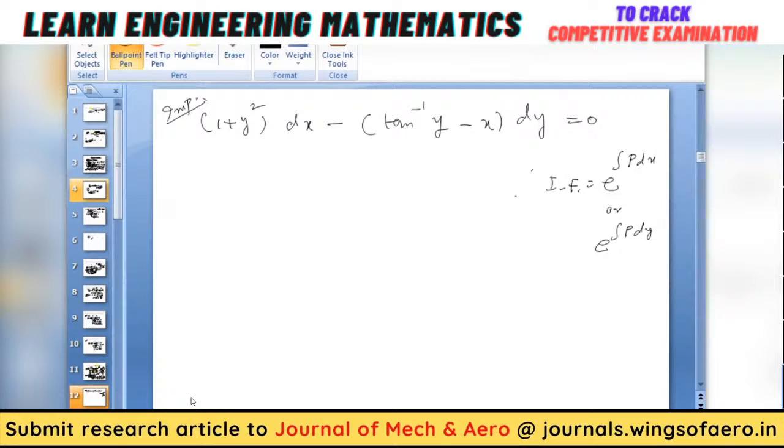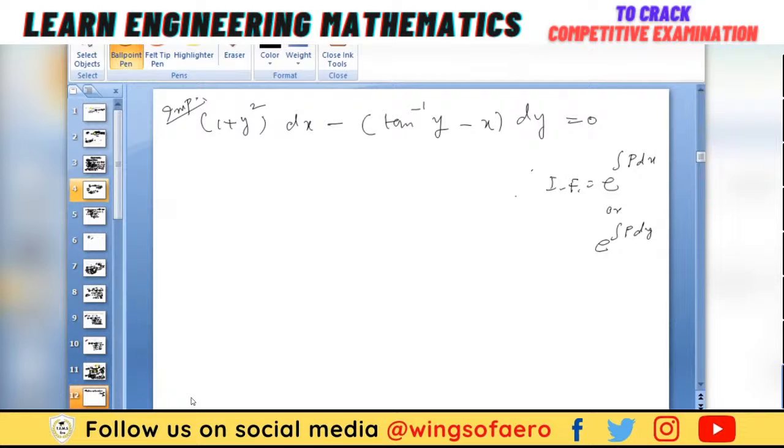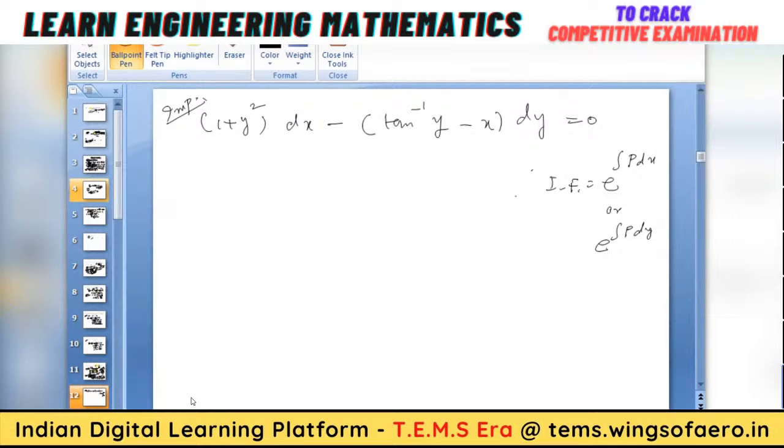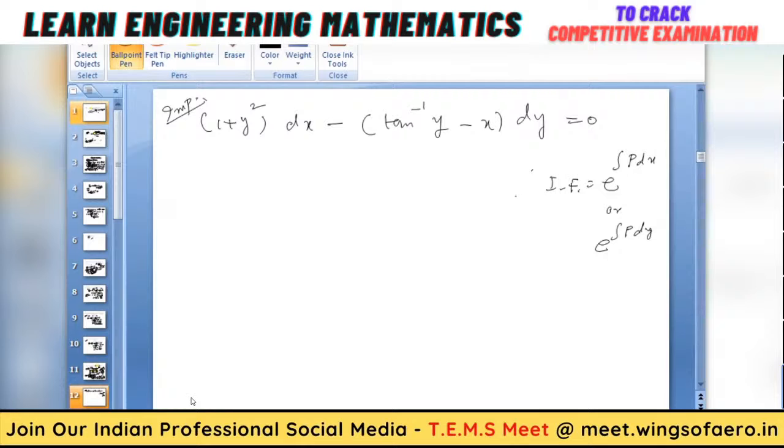Okay, Mohit says that x equal to 1 plus e to the power c into e to the power minus tan inverse. Okay, the solution is here: x equal to tan inverse y minus 1 plus c into e to the power minus tan inverse y, not 1 plus. There is another tan inverse y.